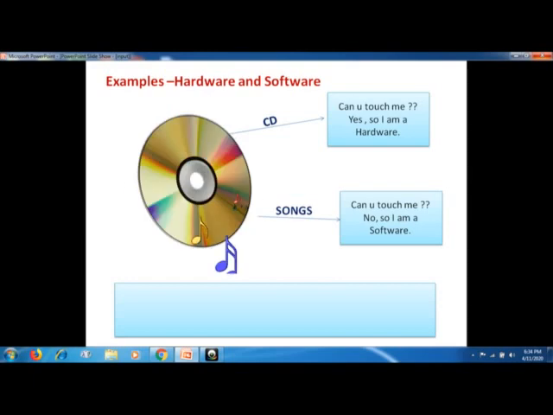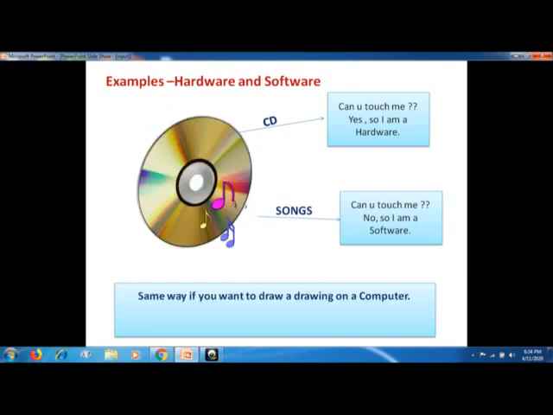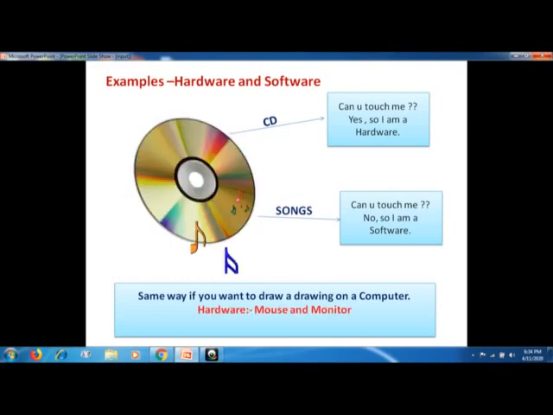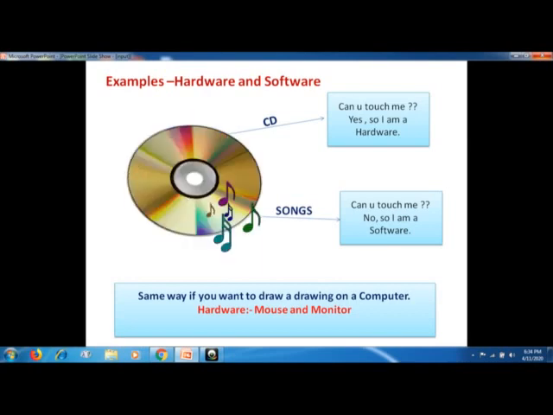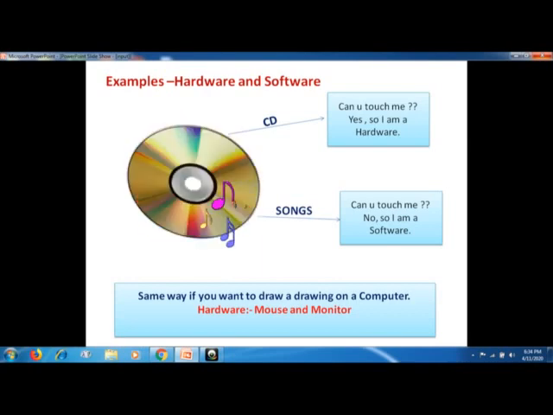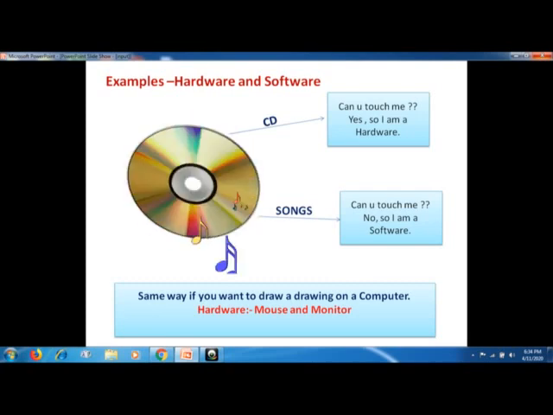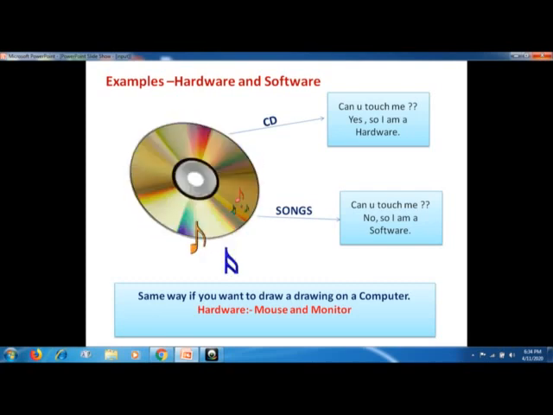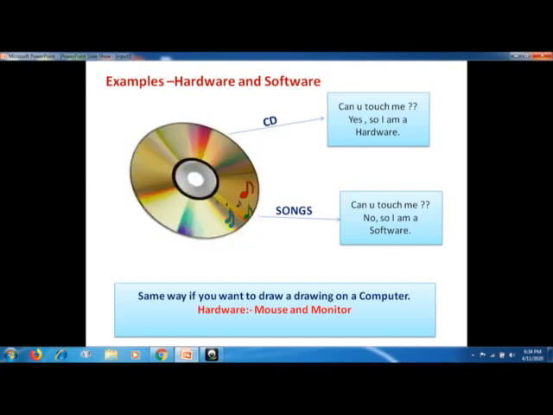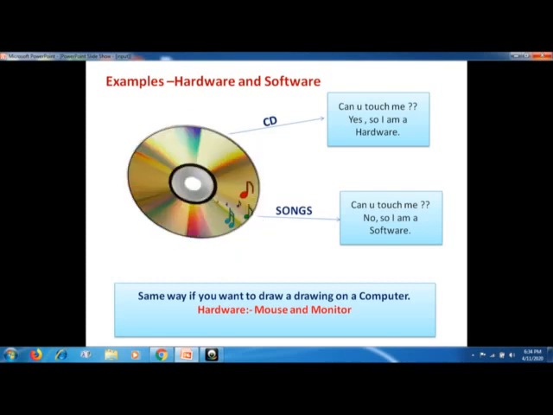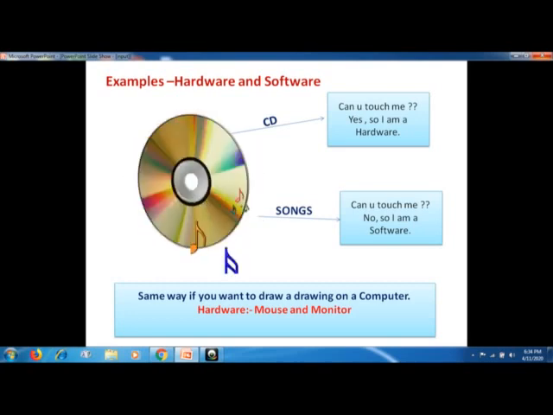In the same way, just an example: if you want to draw a drawing on a computer, as I said earlier, what hardware will be required? What hardware will you use? That is the mouse and monitor. These two parts of the computer you will use to draw a drawing on a computer. Yes, because we draw with the mouse, and what we draw appears on the monitor. So these two parts we can touch also, and that's why they are hardware.